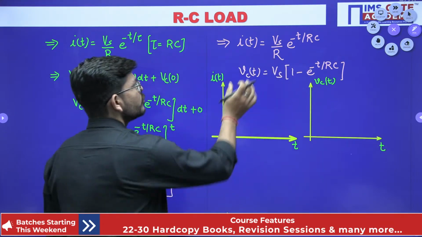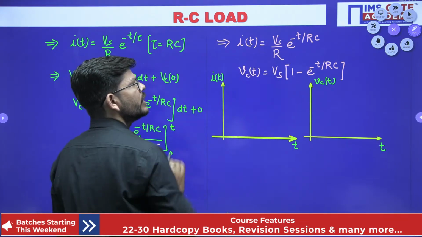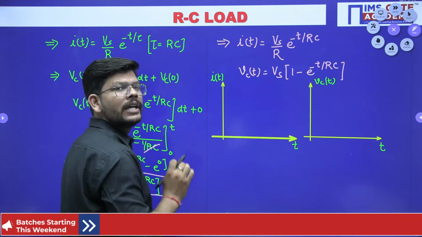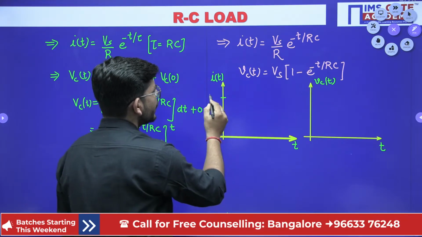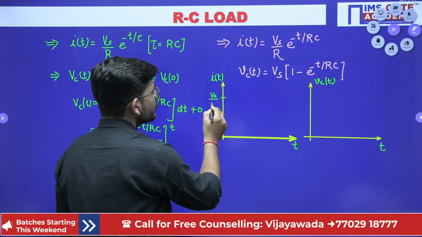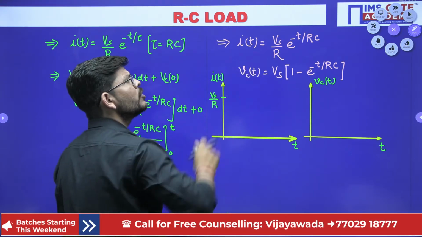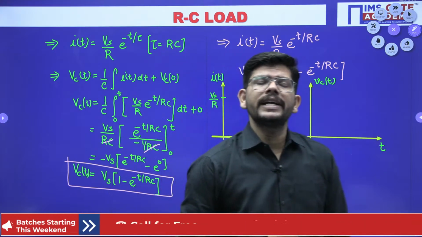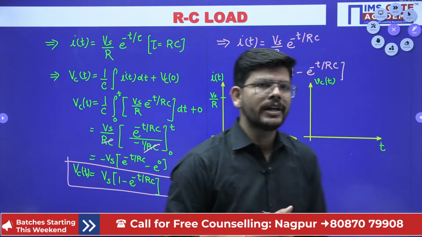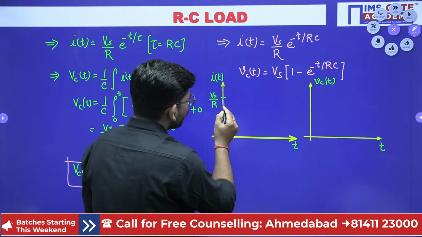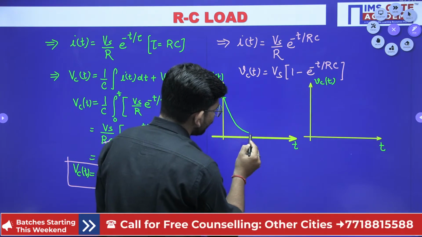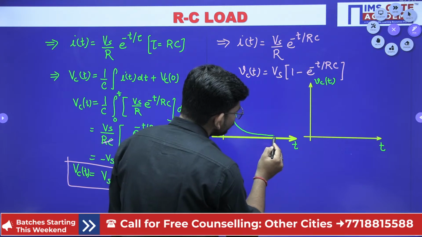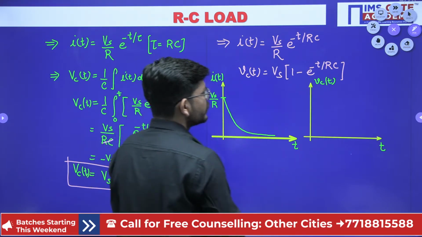At t equals to 0, if I put t equals to 0 in the current expression, I am going to get Vs over R. So at t equals to 0, the current has a magnitude equal to Vs over R. If I put t equals to infinity here, e to the power minus infinity becomes 0, so the current finally becomes 0. So it will exponentially decrease from the Vs by R value to 0, isn't it? So this is the expression of current.